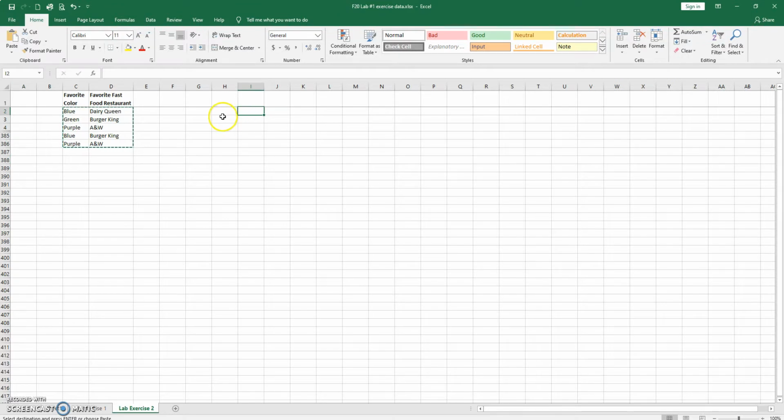Now we have to go through there and basically find how many colors we have. Make sure you start below where you cut off. The colors are green, blue, red, which has to be capitalized, orange, yellow, pink, and purple. 1, 2, 3, 4, 5, 6, 7.